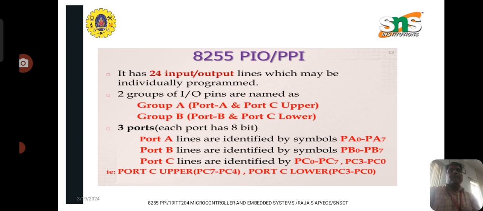Three ports are available in 8255. One is Port A, whose lines are identified by the symbols PA0 to PA7. The second one is Port B, whose lines are identified by the symbols PB0 to PB7. Then Port C, whose lines are identified by PC7 to PC0. This Port C is further divided into two parts. One is the upper part, that is PC4 to PC7, and the other is the lower part, that is PC0 to PC3.